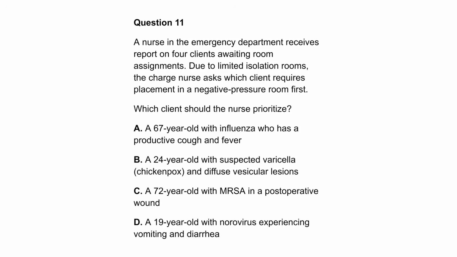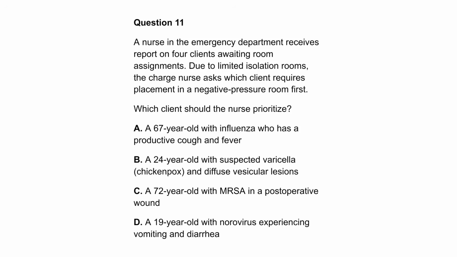Question 11. A nurse in the emergency department receives report on 4 clients awaiting room assignments. Due to limited isolation rooms, the charge nurse asks which client requires placement in a negative pressure room first. Which client should the nurse prioritize? A. A 67-year-old with influenza who has a productive cough and fever. B. A 24-year-old with suspected varicella, chickenpox, and diffuse vesicular lesions.